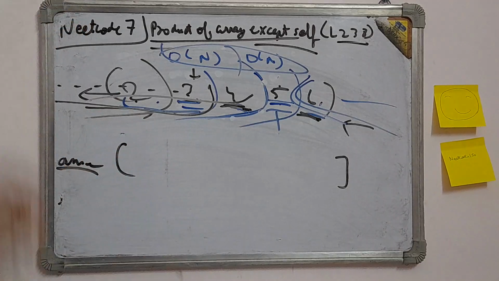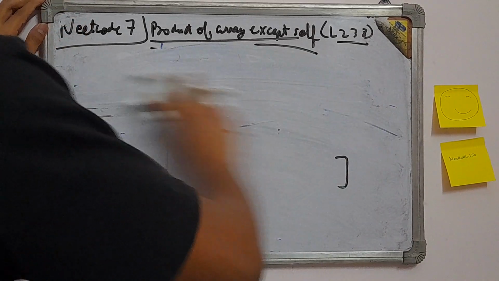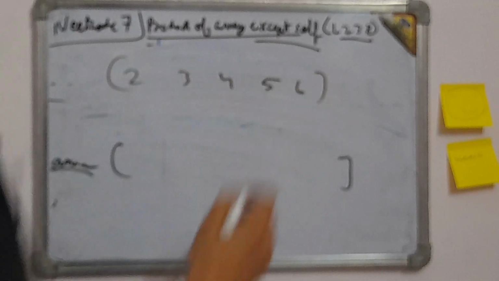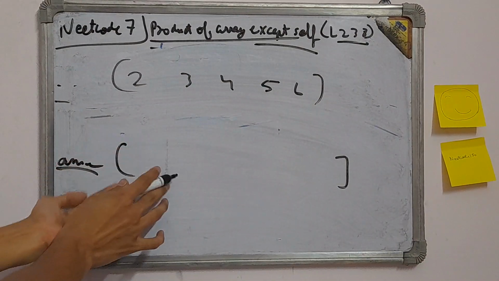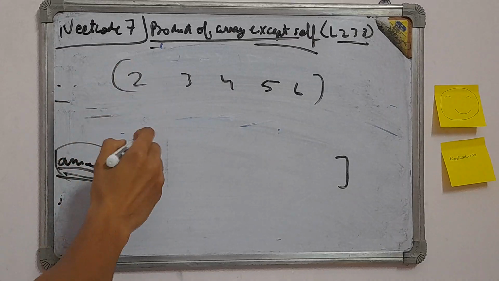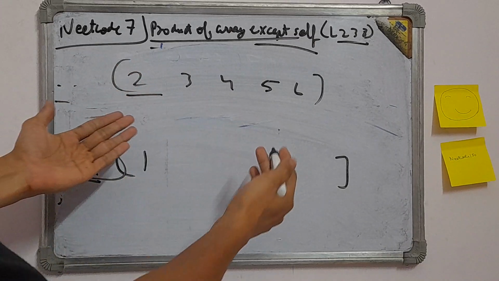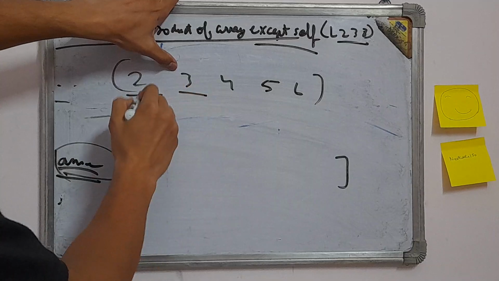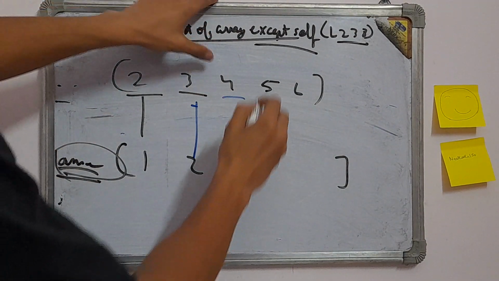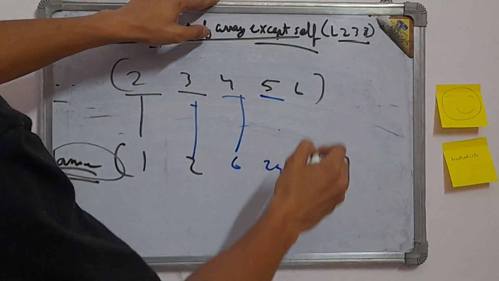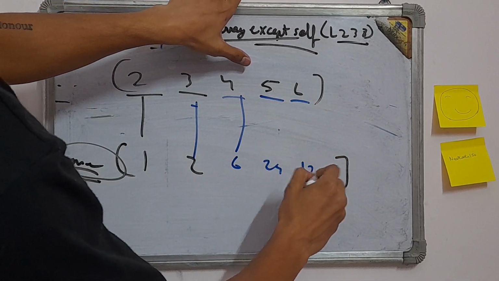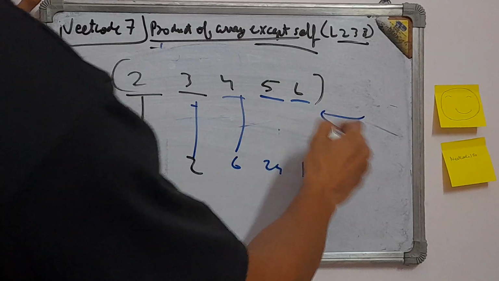Let me just erase this again, so we have a clear example. The array stays the same: 2, 3, 4, 5 and 6. Right now we just assume that this is the prefix array, because the answer array has to be made, we cannot reduce this space. The prefix of 2 is 1. We do the same process as we did earlier. Prefix of 3 is 2 into 1 equal to 2. Prefix of 4 equal to 2 into 3, that means 6. Prefix of 5 is equal to 6 into 4, 24. Prefix of 6 equal to 5 into prefix of 5, so we got 120.